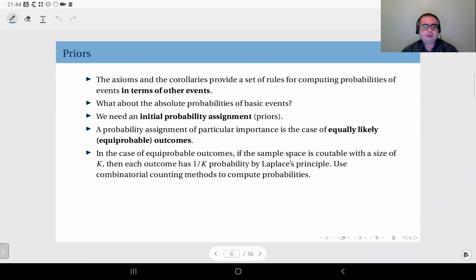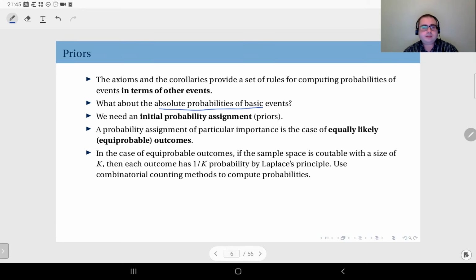Now, the axioms and the corollaries provide a set of rules for computing probabilities of events in terms of other events. So if you have, let's say, a probability assigned to A1, a probability assigned to A2, and a probability assigned to their intersection, then you can compute the probability of their union. But how do you know the probability of A1? That's an elementary question. So what about the absolute probabilities of basic events?